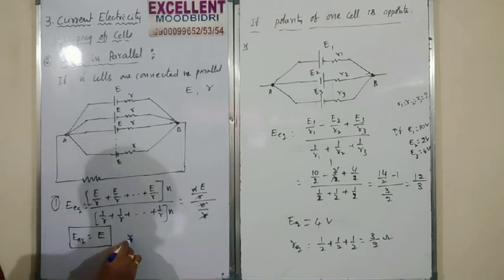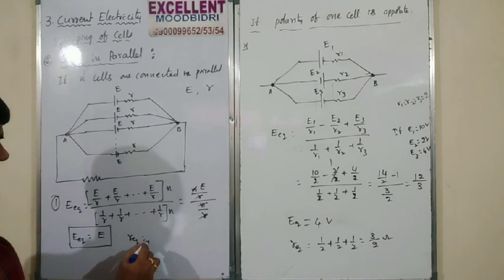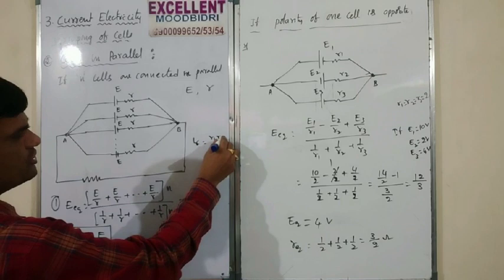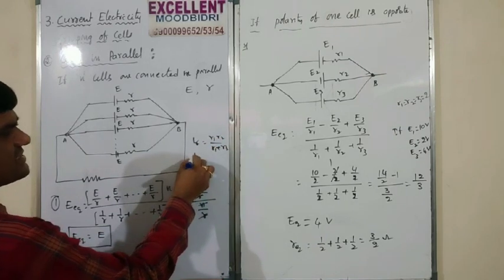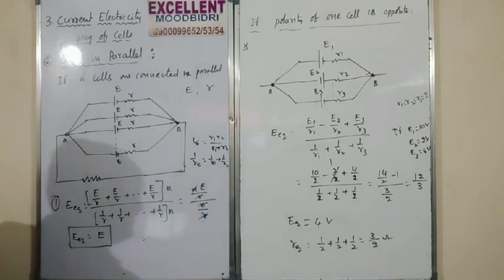Similarly, R equivalent is equal to how much? 1 by R equivalent is equal to 1 by R1 plus 1 by R2, that is R equivalent equals R1 R2 divided by R1 plus R2. This is 1 by R equivalent is equal to 1 by R1 plus 1 by R2 only, right? Yes or no?